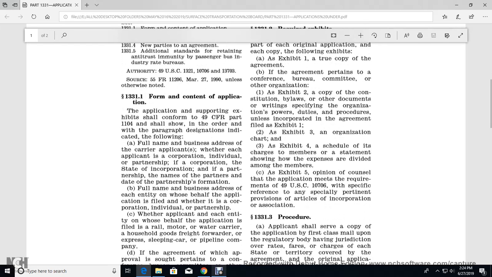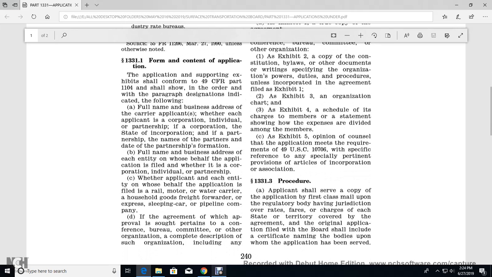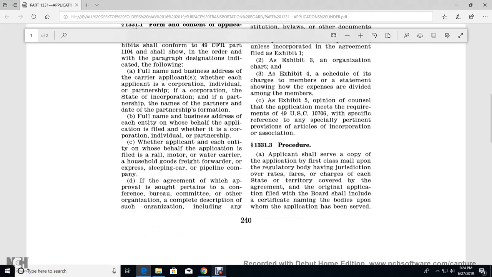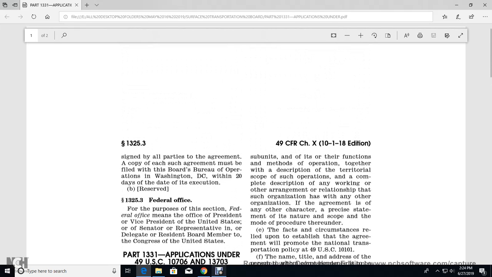Full name and business address of each entity on whose behalf the application is filed, whether it is a corporation, individual, or partnership, and whether the entity is a rail, motor, water carrier, household goods freight forwarder, sleeping car, or pipeline company. If an agreement pertains to a conference, bureau, committee, or other organization, a complete description of such organization, including any subunits, the function and method of operation, together with a description of the territorial scope of such operation, with a complete description of any working or other arrangement of the relationship with such agreement.